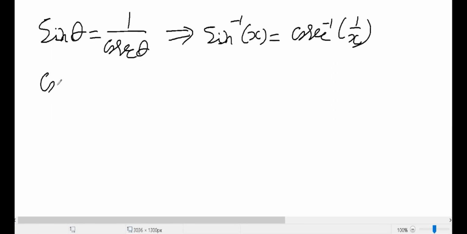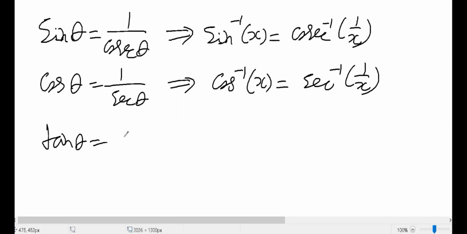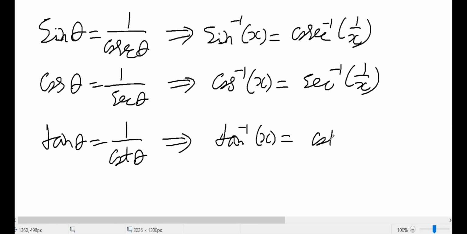Similarly, we have cos theta, which I can write as 1 upon sec theta. So you can relate this as cos inverse of x is equal to sec inverse of 1 by x. That's how you can relate. Similarly, we have tan theta is equal to 1 by cot theta, so you can relate this as tan inverse of x is equal to cot inverse of 1 by x.